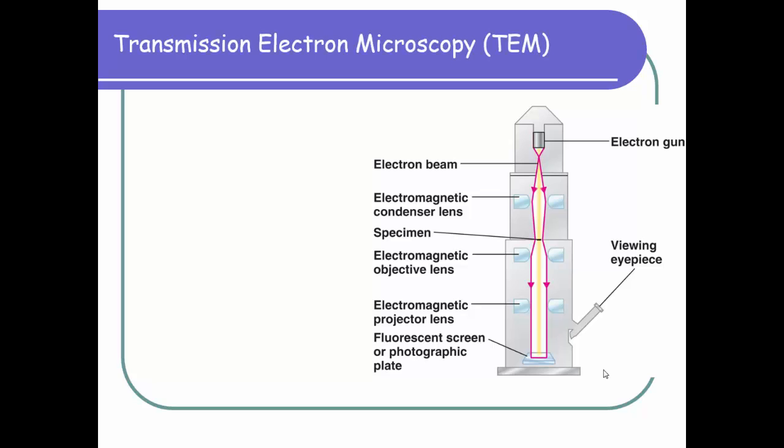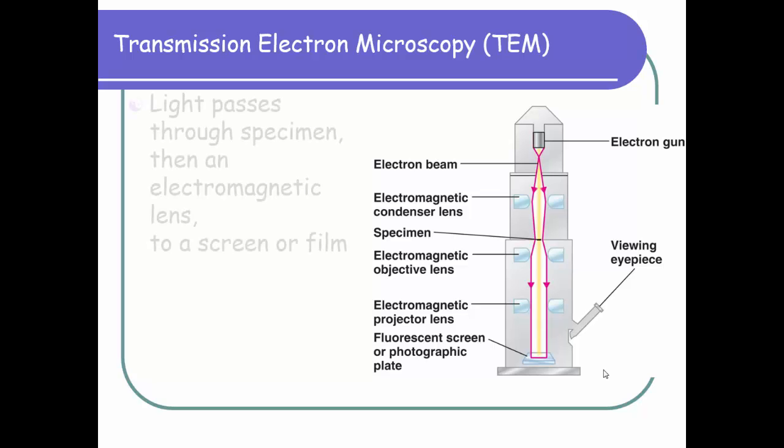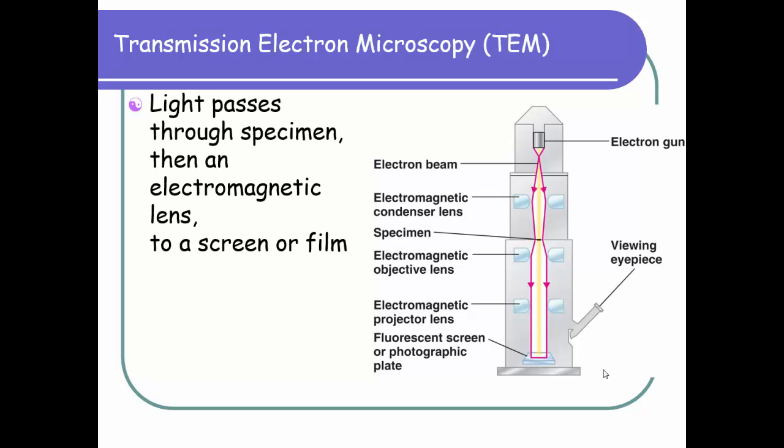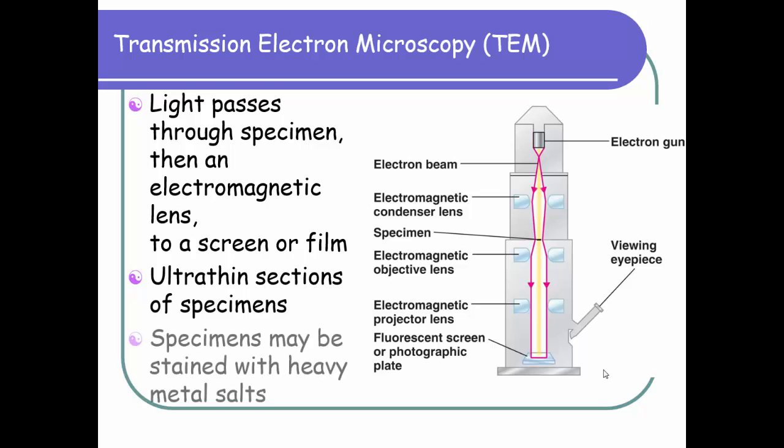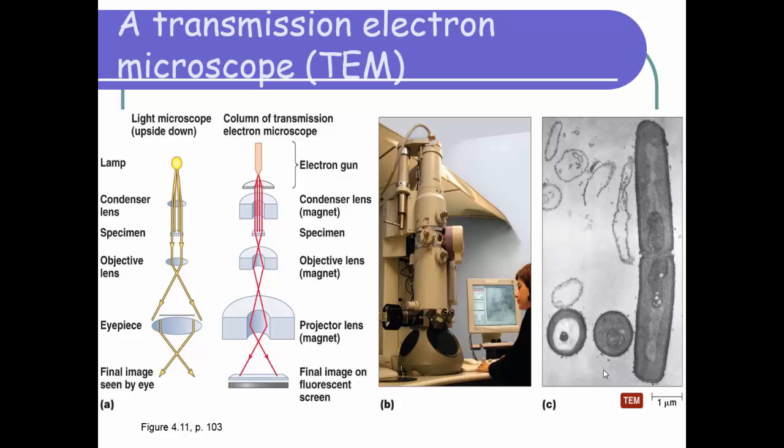A transmission electron microscope, or TEM, uses an electron gun to create an electron beam. These beams then pass through electromagnetic condenser lenses and are refracted just as light waves would be refracted. They then hit a screen or film where the specimen has been fluorescently dyed, and we can then view those ultra-thin sections of the specimens. However, specimens usually have to be stained with heavy metal salts, such as lead, cadmium, etc., and so this makes this a biohazard.